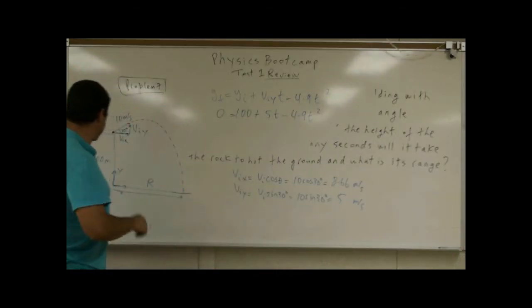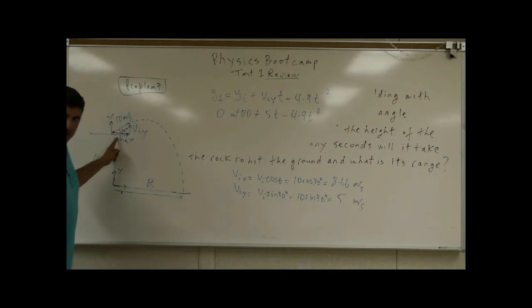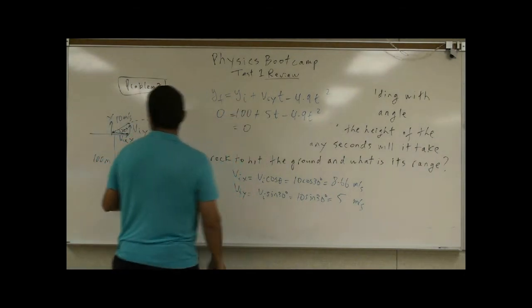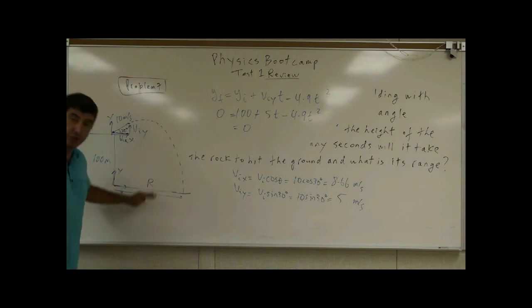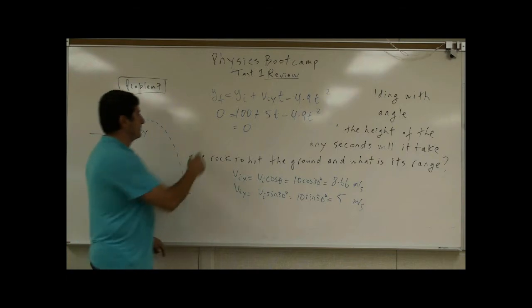Or I could have put my xy coordinate up here. Then what would my y initial be? Well, my y initial would be 0. What would my y final be? Well, since it ends up below where I threw it, my y final is negative 100.